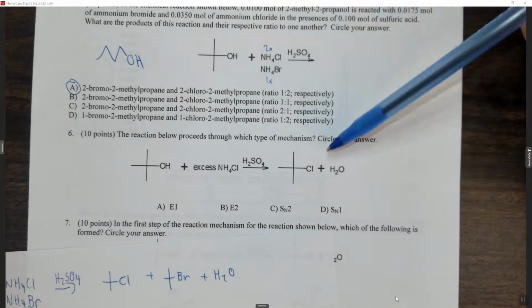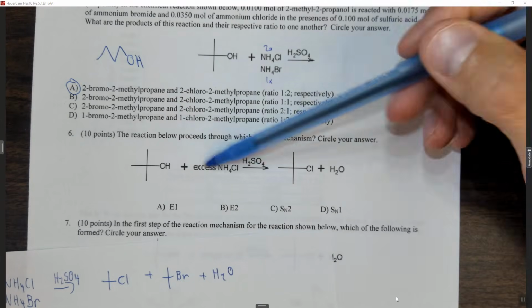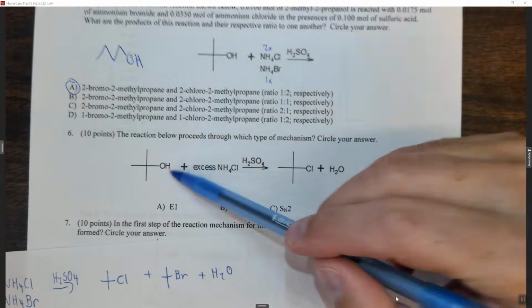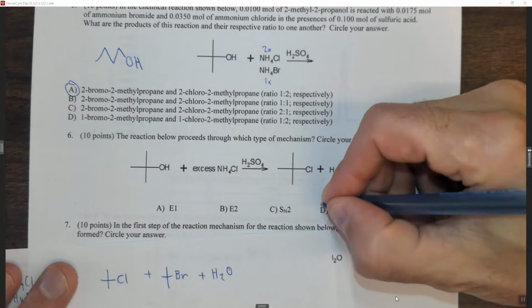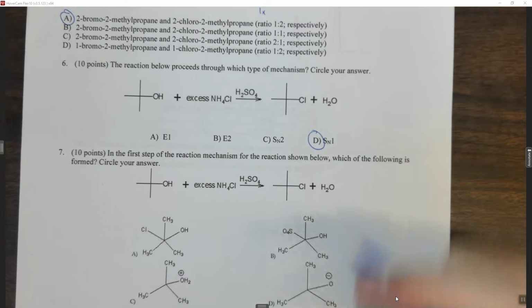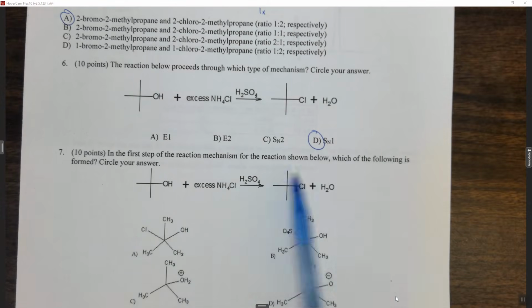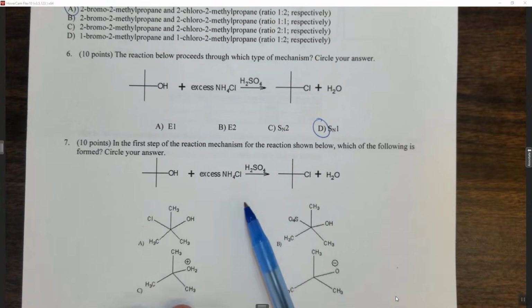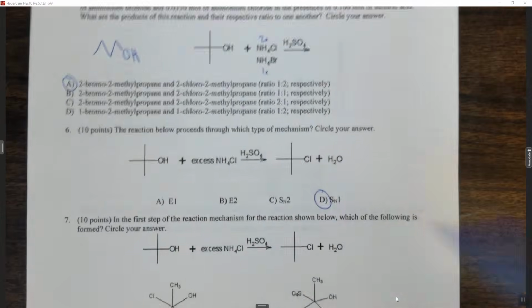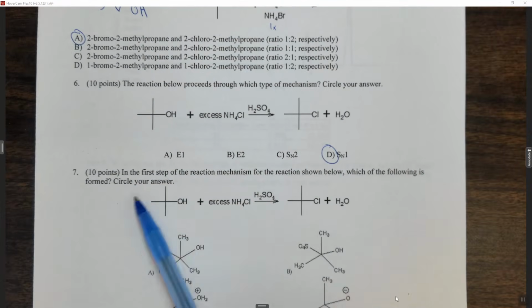It says the reaction below proceeds through what type of mechanism? Well, we again have the tertiary alcohol with the sulfuric acid. If you have the tertiary alcohol, it's going to go through the carbocation intermediate, which is going to be the SN1 mechanism, as we talked about for several minutes. And it says in the first step of the reaction mechanism, for the reaction shown below, which is again the same one, in this case we just have the ammonium chloride, we don't have both, but it doesn't matter, which of the following is formed?